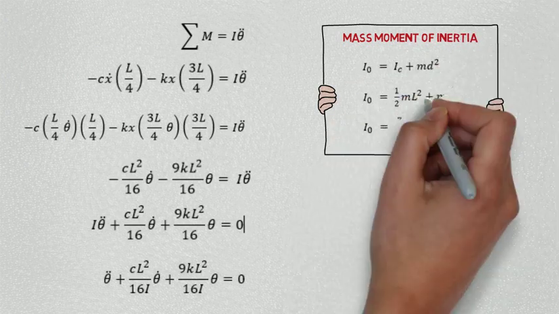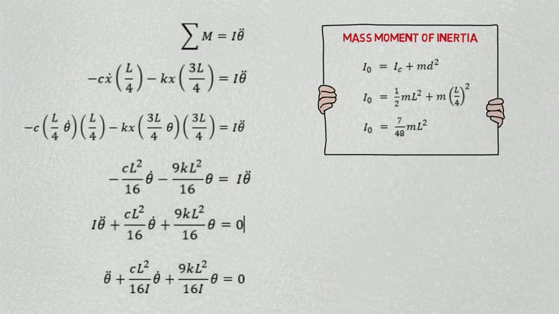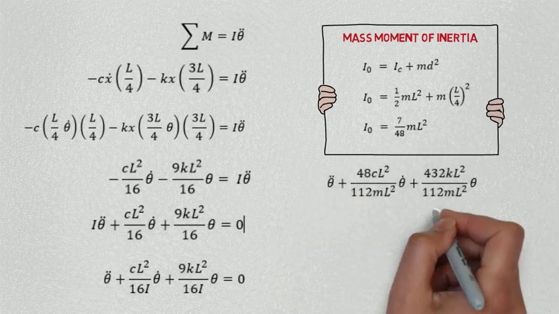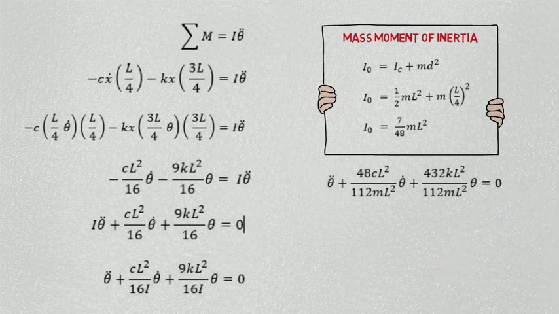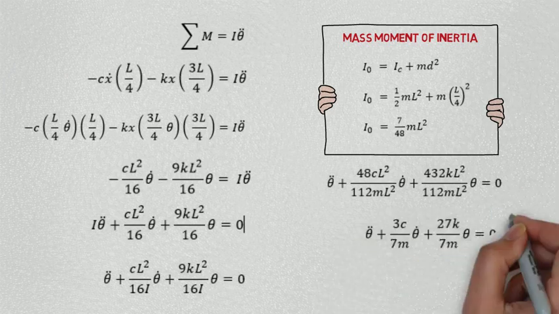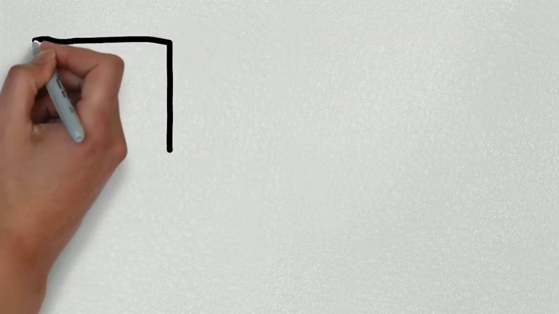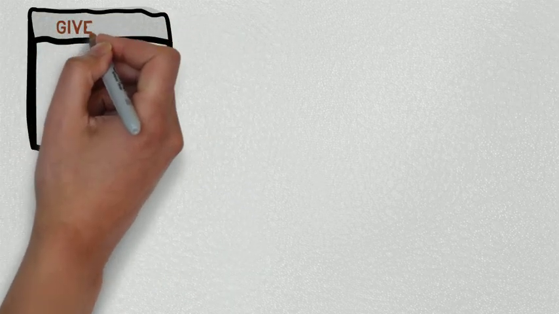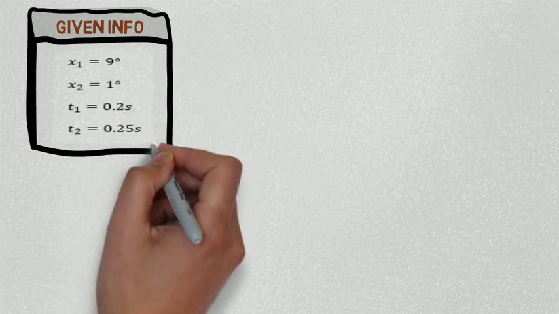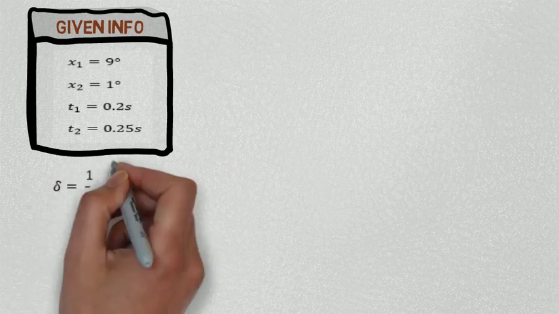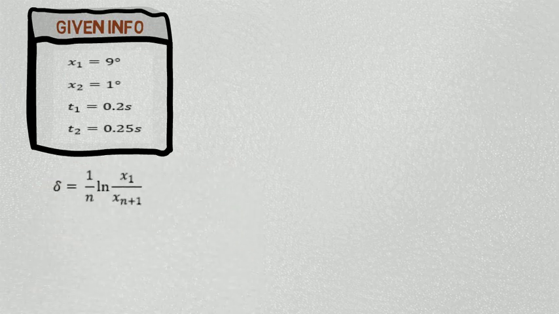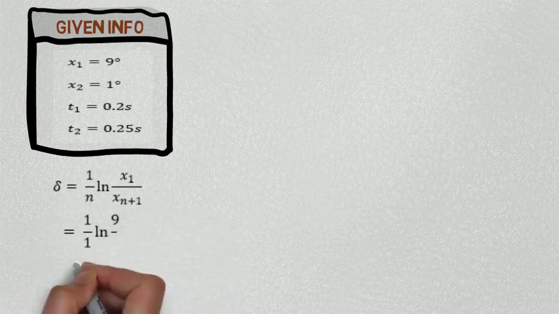Then substitute I with 7 over 48 ml squared and you will get theta double dot plus 3c over 7m theta dot plus 27k over 7m theta is equal to 0. From the given information, you can get the values of x1, x2, t1 and t2. From x1 to x2 is 1 cycle, so n is equal to 1. So use the logarithmic decrement formula to get the value of delta. The value of delta is 2.1972.